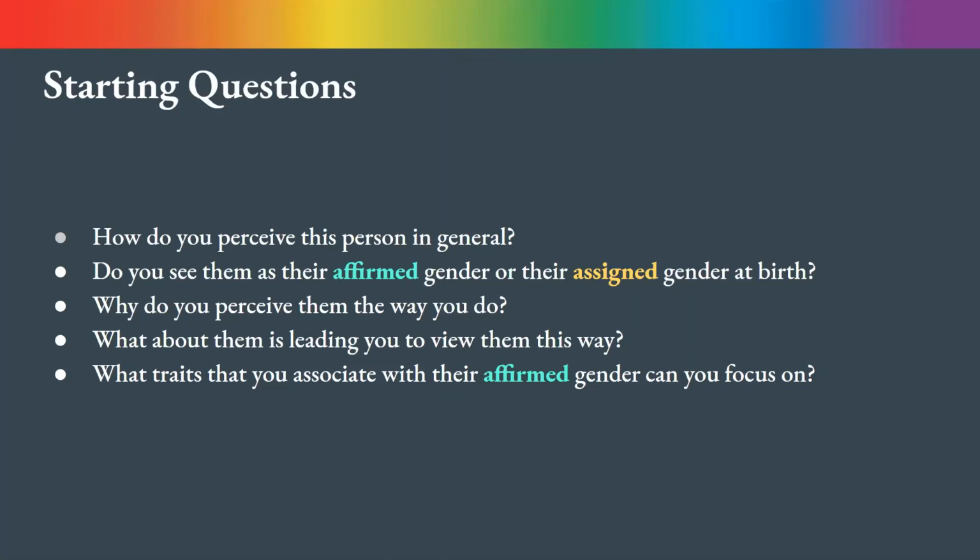Another question would be, why do you perceive them the way that you do? What about them is leading you to view them this way? And what traits that you associate with their affirmed gender can you focus on? By picking out a couple of traits that you associate with their affirmed gender, it might make it a lot easier to remember their pronouns. I can definitely say from experience, having friends change their pronouns, the more you call someone their pronoun, the more likely you are to see them as their affirmed gender.